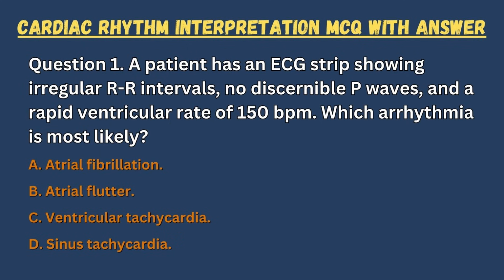Question 1. A patient has an ECG strip showing irregular RR intervals, no discernible P waves, and a rapid ventricular rate of 150 BPM. Which arrhythmia is most likely? A. Atrial fibrillation. B. Atrial flutter. C. Ventricular tachycardia. D. Sinus tachycardia.